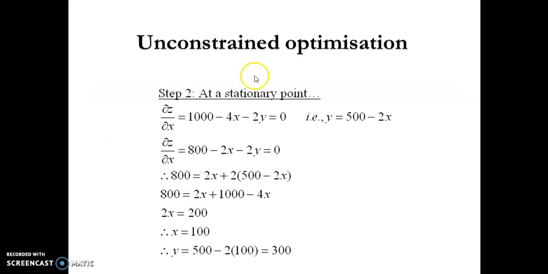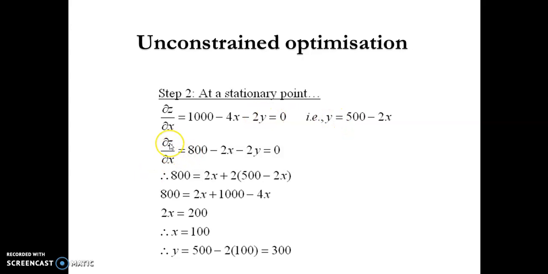The second step now is to solve by simultaneous equations. So first you are going to set your first order derivatives equal to 0. If we set our first order partial derivative with respect to x, which we got, equal to 0, we can now rearrange to get y is equal to 500 minus 2x. That is just making y the subject of the formula.